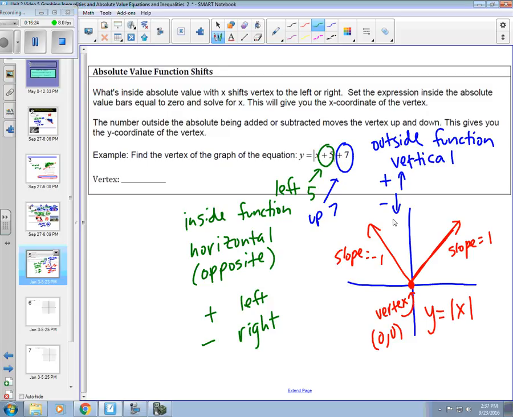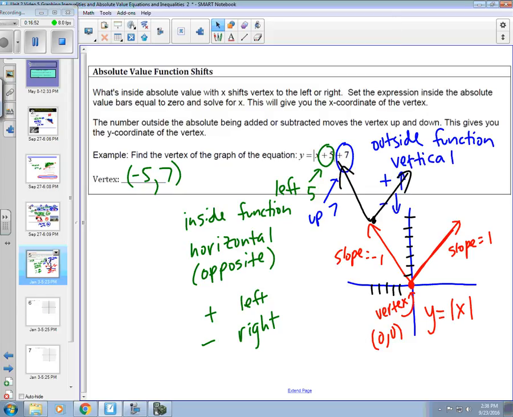And so the vertex for this one would be, instead of 0, 0, if we move 5 left, that's going to be at negative 5. If we move up 7, that's going to be at positive 7. So the vertex would be, instead of at 0, 0, right over here. And we'd get the same slope on that side and that side.